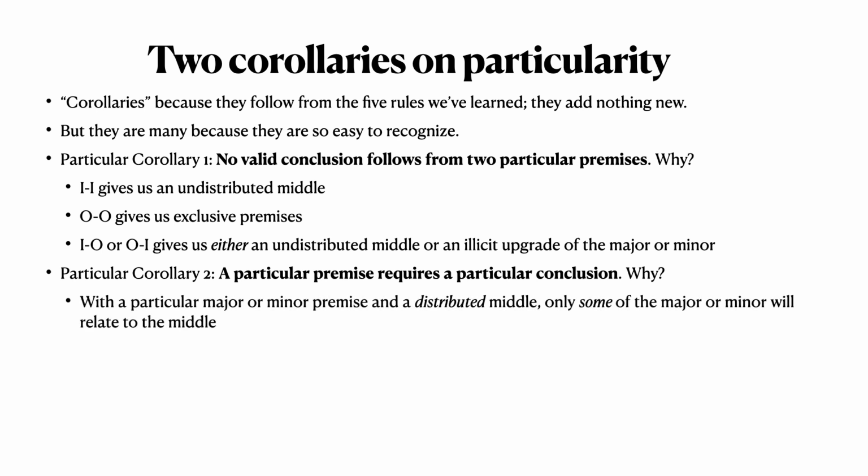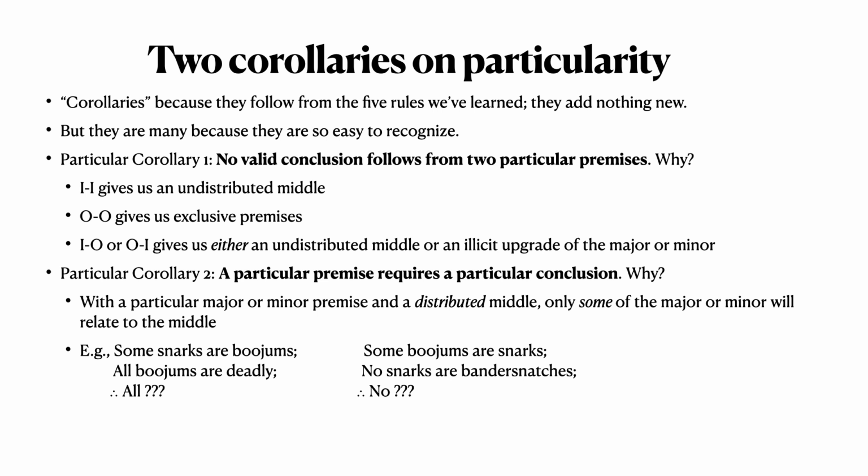Well, with a particular major or minor premise and a distributed middle, you're only going to have some of the major or the minor relating to the middle. So it's a little bit like the problem that you get with the undistributed middle. Here are a couple of examples. Some snarks are boojums. All boojums are deadly. It's easy to say some snarks are deadly, but how would you say anything about all?